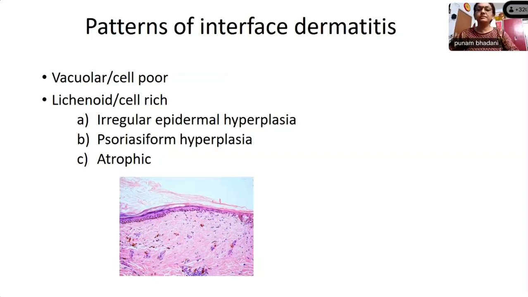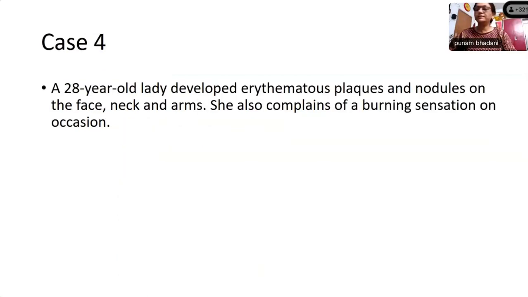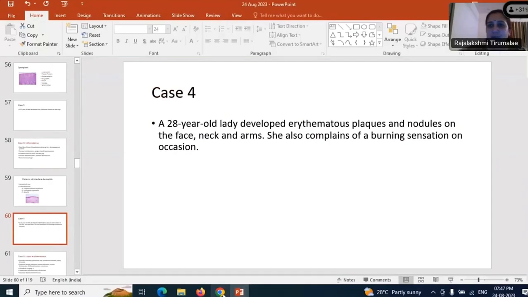Right. So thank you. We'll move on to the next case, case number 4. Can I ask Bhagyashri to take this case? So this is a 28-year-old lady who developed erythematous plaques and nodules on the face, neck, and arms. She also complains of a burning sensation on occasion. I did not tell you that the occasion was when she goes out in the daytime, because I thought that history would be too leading, so I held it back from you. Right. So now let's go to the slide.